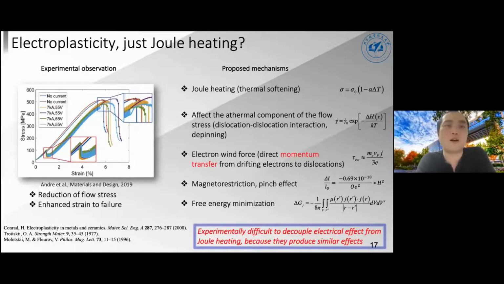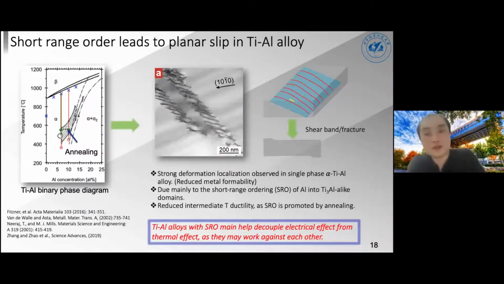These proposals all sound very reasonable, but it's difficult to decouple them from each other and, more importantly, from Joule heating. So when we look at electroplasticity, we are trying to understand it from a pure material perspective. Can we find a material that helps us decouple all these mechanisms? So we chose a material system called titanium-aluminum with 7 atomic percent aluminum as a model material.